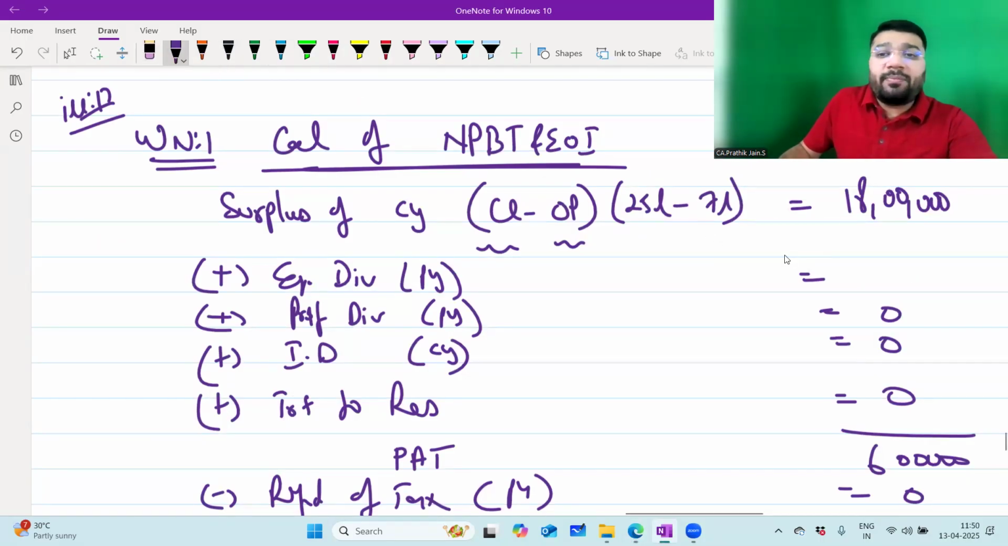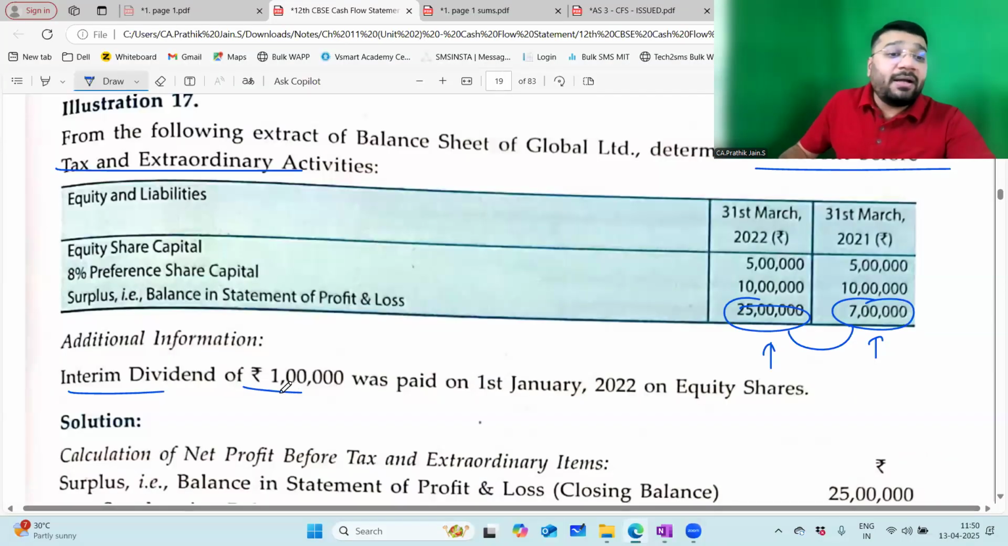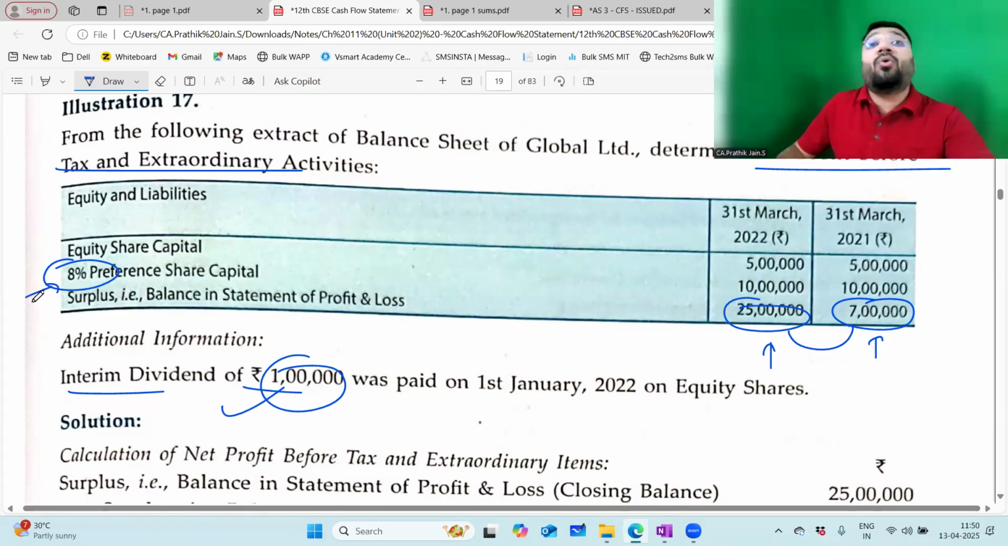Any information on the preference dividend? No. But interim dividend is paid. You cannot pay interim dividend unless the money is paid to the preference shareholders. Interim dividend is paid to whom? Equity shareholders. Even before you make the payment to equity shareholders, you have to disburse the payment to the preference shareholders. Are you able to follow?